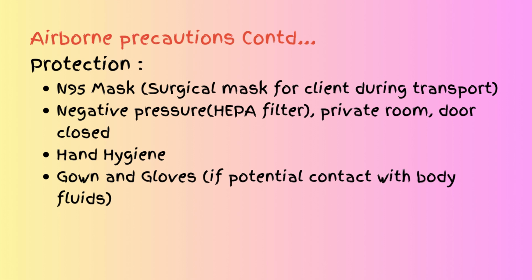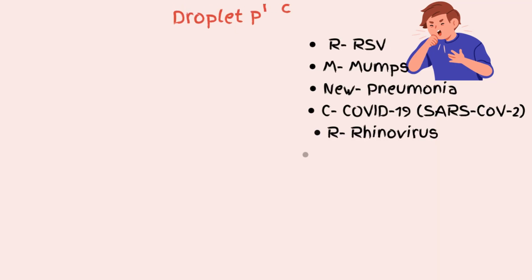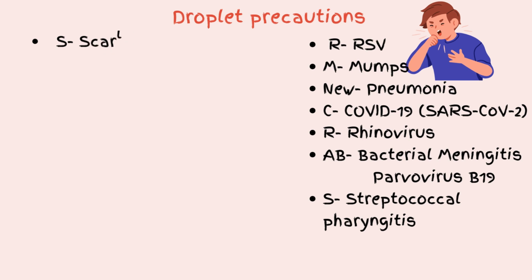For the protection: N95 mask for the health worker, surgical mask for the client during transport, negative pressure, HEPA filter, private room, door closed for the patient, hand hygiene with soap and water, gown and gloves if potential contact with body fluids. Now let's see the droplet precautions.